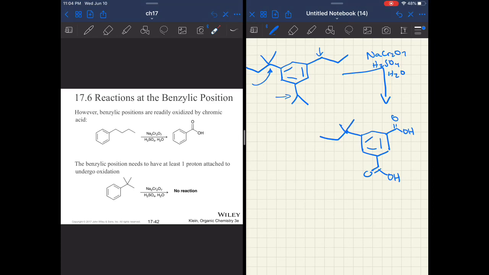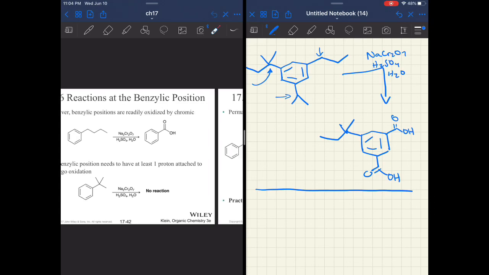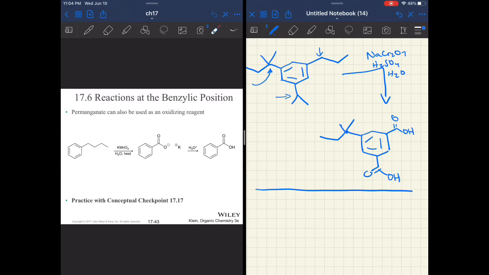So sometimes I like to mix it up where there is a reaction on some but not on all. So that's another problem type you can watch out for. Again, KMnO4 does the same thing. The issue is that it winds up giving you the benzoate ion. And so that second step of the acid workup is just to make sure that you have it protonated.